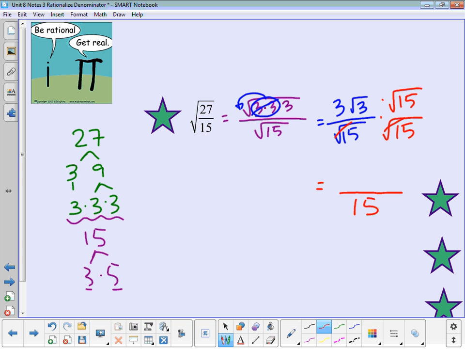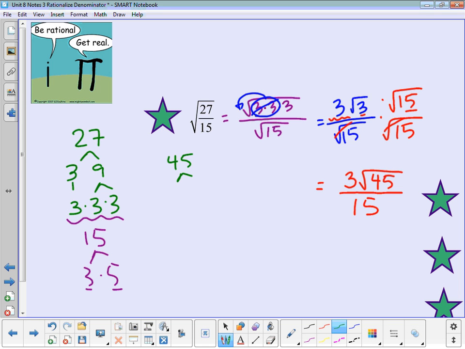Okay. On the top, I have 3 times 15 underneath the radical. So this 3 is still out front. Then 3 times 15 is underneath, which is the square root of 45. Okay. Now I have to go back and simplify again. Take a look at that 45. See if there's anything you can take out of that.